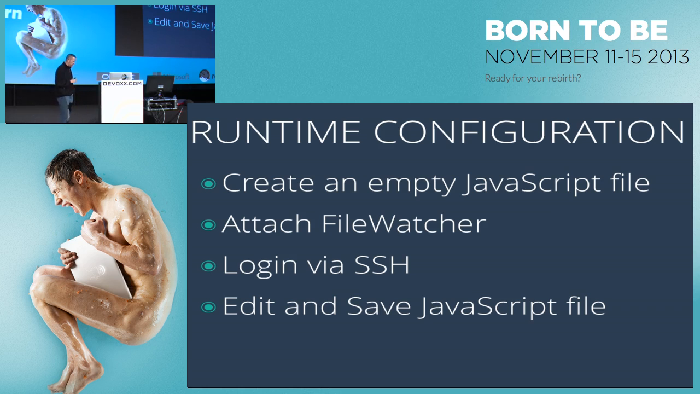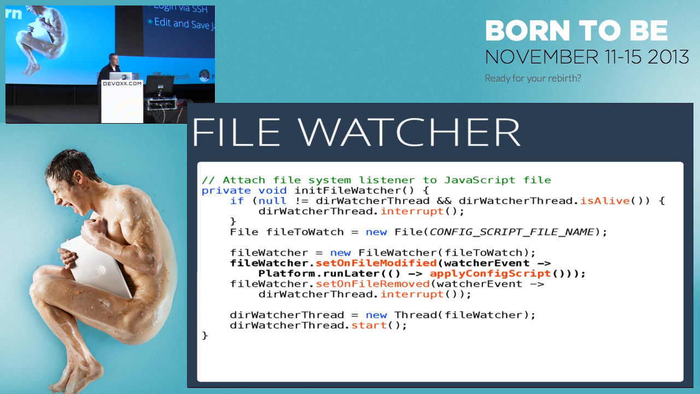Well, that's nice, but you need SSH, right? Otherwise, on the Pi, no chance. Well, and then it would look like this. I just have a method that creates this FileWatcher, and the interesting part is this one, where I say set on file modified, and then I just have to use the platform run later, apply configuration script. And in this method, I just execute the script in the same way we saw it before. I load the string and evaluate it by the script engine.